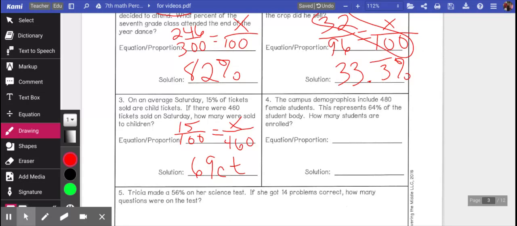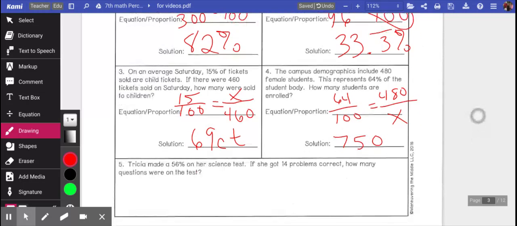Campus demographics include 480 female students. This represents 64% of the student body. How many are enrolled? So this is a tricky one. 480 is girls out of the total, so we want to know the total. That's where my X goes. And the answer would be 750 when you cross multiply and divide.